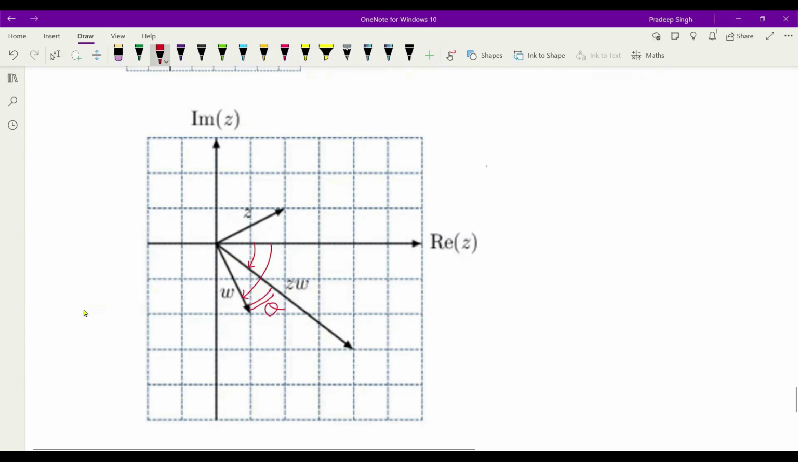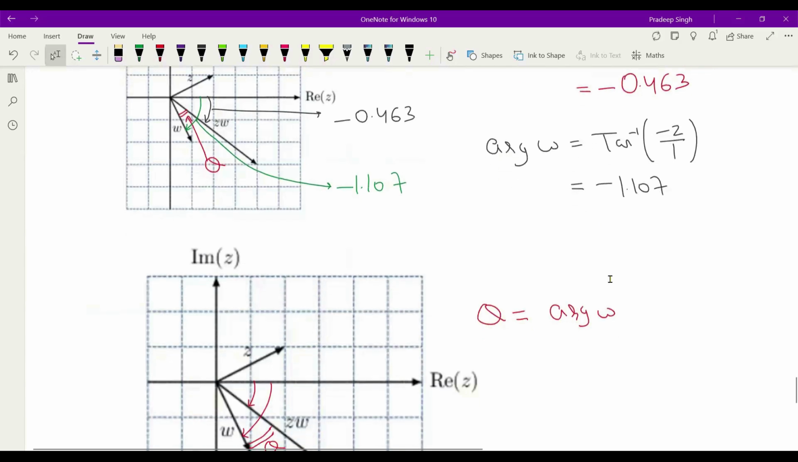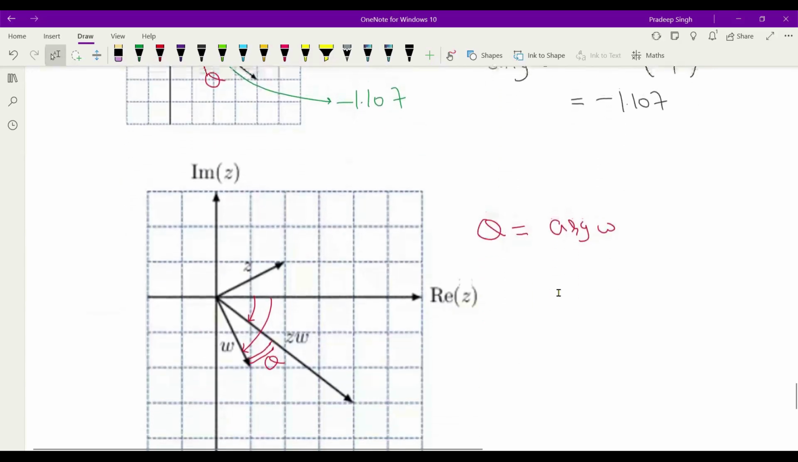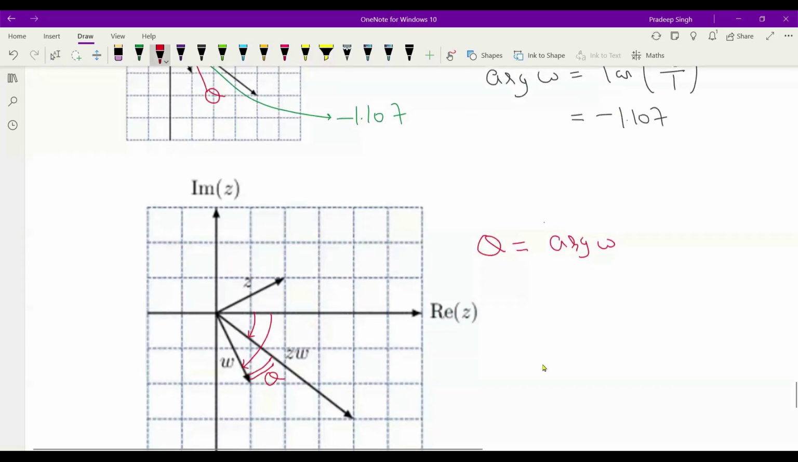To find that angle theta, observe how we do that. We have a bigger angle. If you subtract the smaller angle from this bigger angle, we will get theta. So theta will be equal to the argument of w. Remember, the argument of w which we found was negative 1.107. Just to make the calculations easier, we will take the magnitude only, so the argument of w with a positive sign.